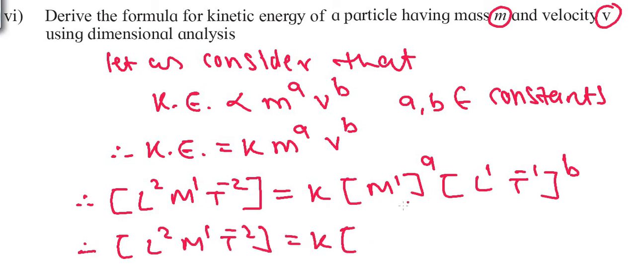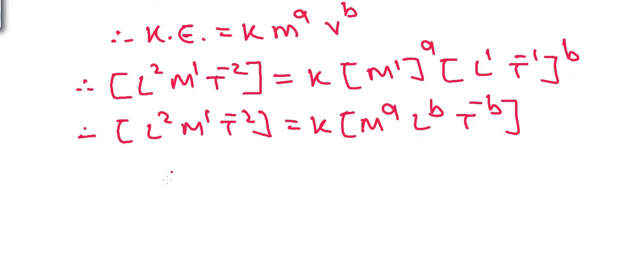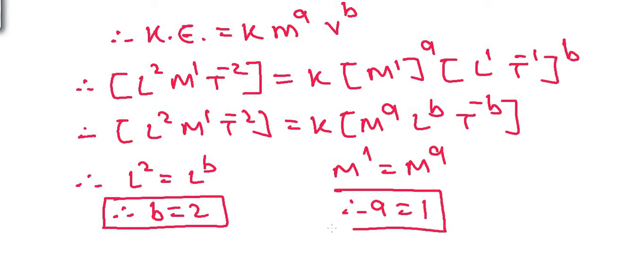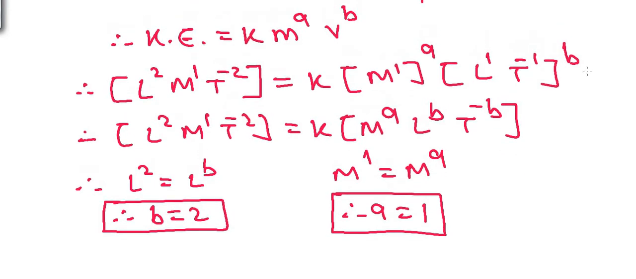That is equal to K into M raised to 1 raised to a, power of power, so multiplication of powers, M raised to 1 into a, M raised to a. Next, L raised to 1 raised to b, L raised to b, T raised to minus 1 raised to b, T raised to minus b. Now, for validity of the equation, dimensions on left hand side must be equal to dimensions on right hand side. So we get L raised to 2 is equal to L raised to b, and comparing the indices we get b is equal to 2. Now let us try to find the value of a. Let us equate M raised to 1 is equal to M raised to a, and therefore we get a equal to 1.